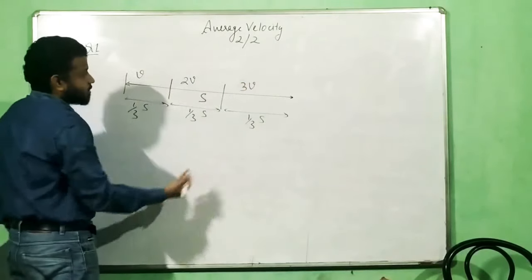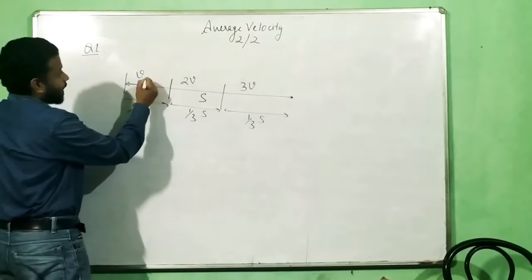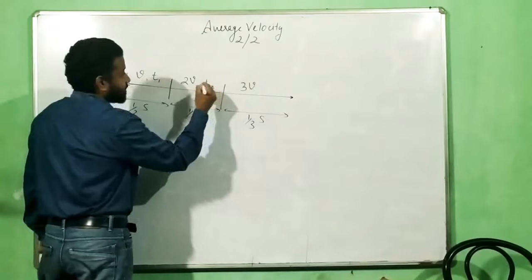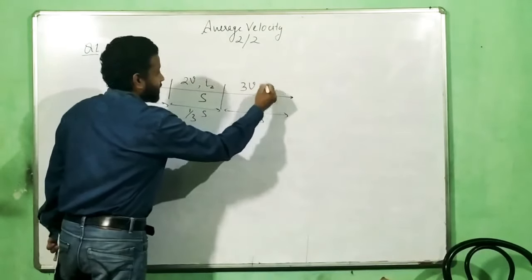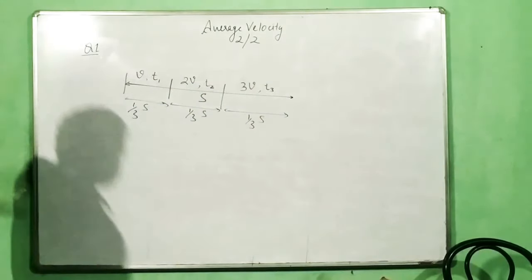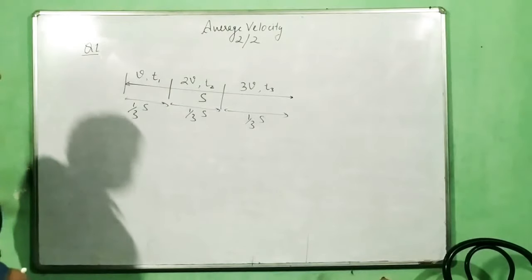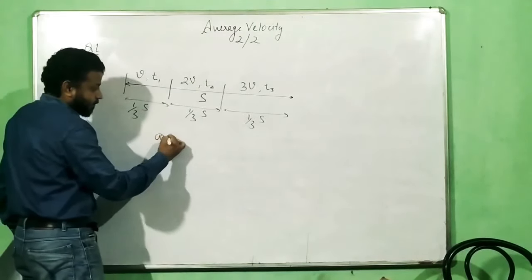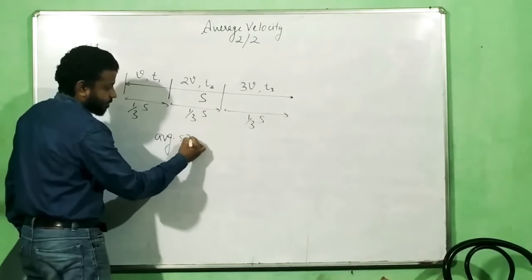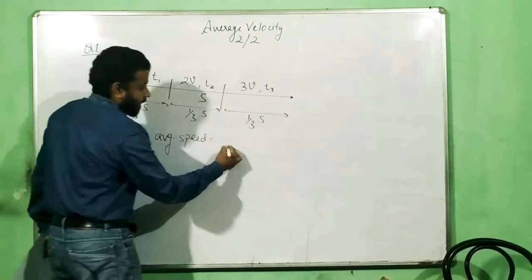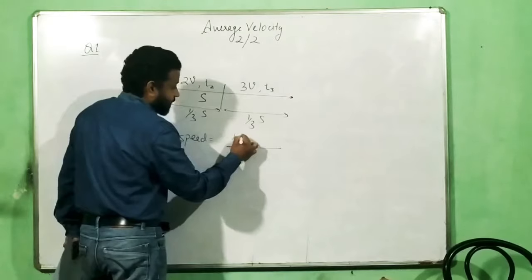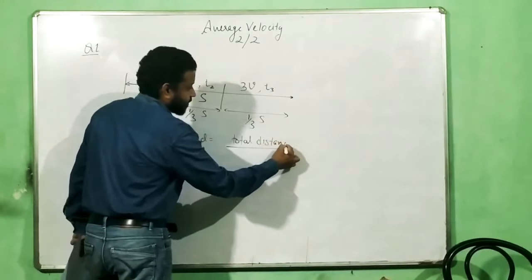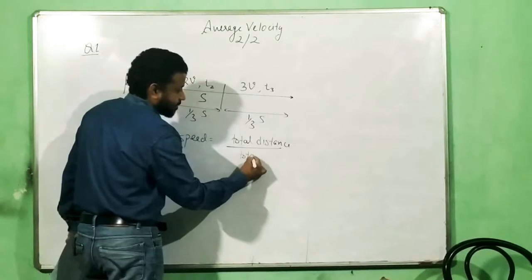Now the only thing which is not given to you is time. So you have to assume the time. Let us say the time is t1, t2, and t3. With this data you have to find the average speed. If you look at the average speed formula, average speed is total distance by total time.